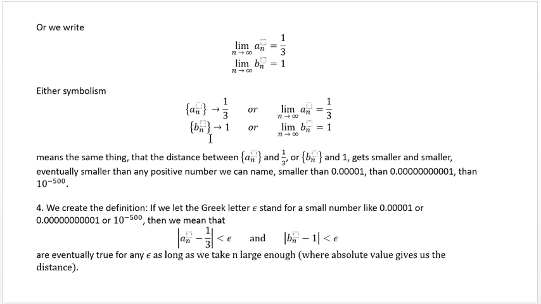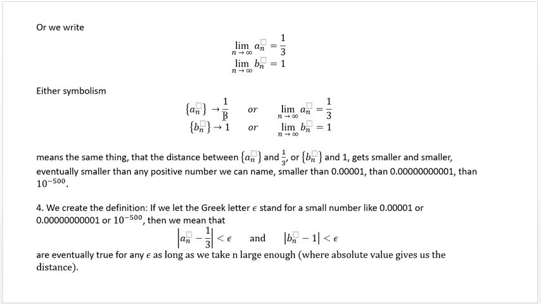means the same thing. It means that the distance between the terms of a_n and 1/3 is getting smaller and smaller. That a_n is getting closer and closer to 1/3. Similarly, it means that the distance between b_n and 1 is getting smaller and smaller.